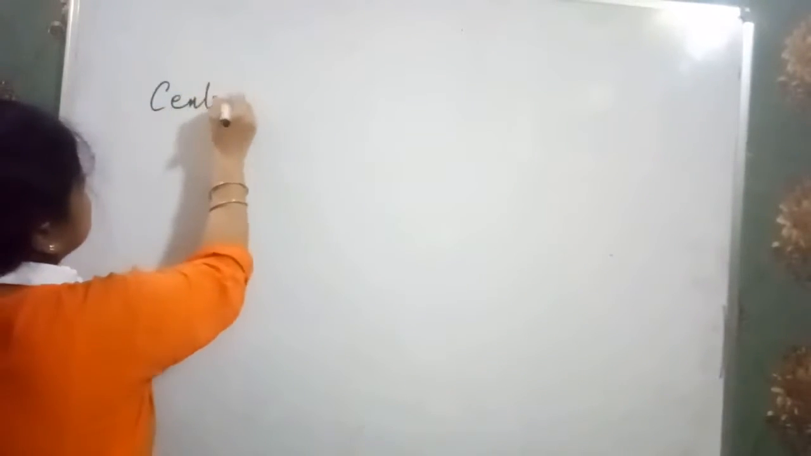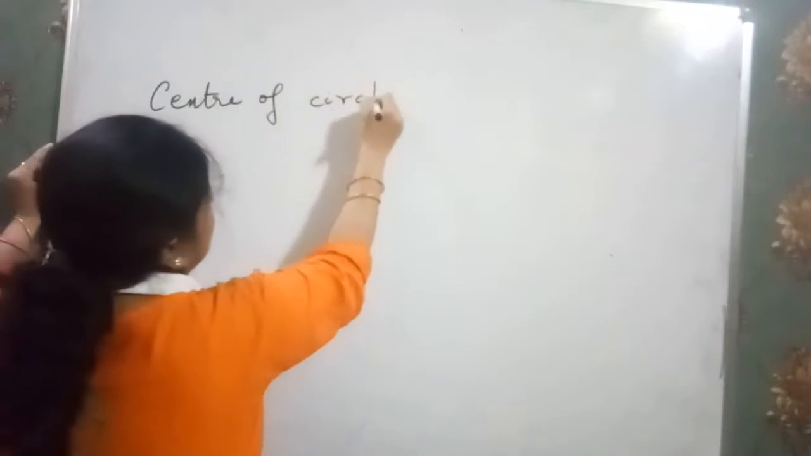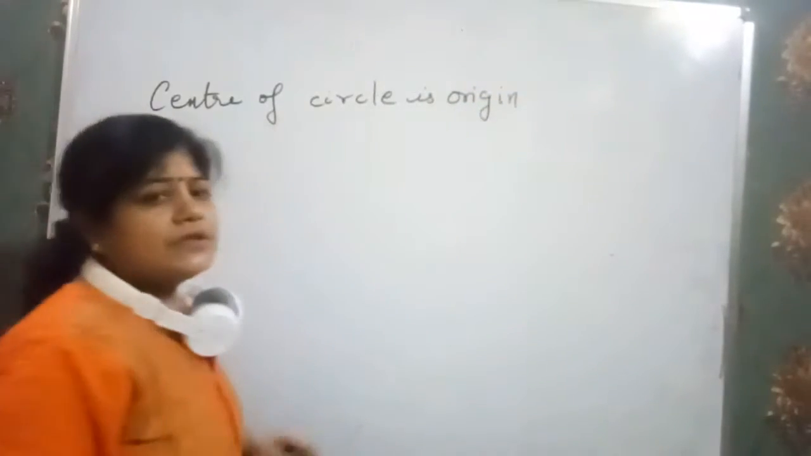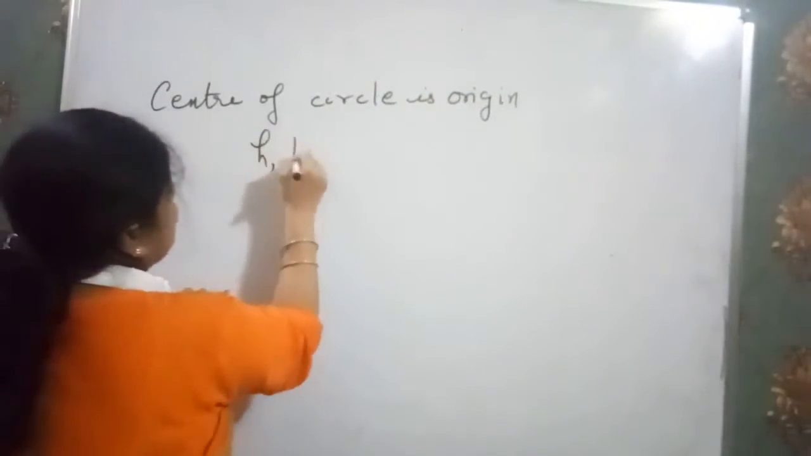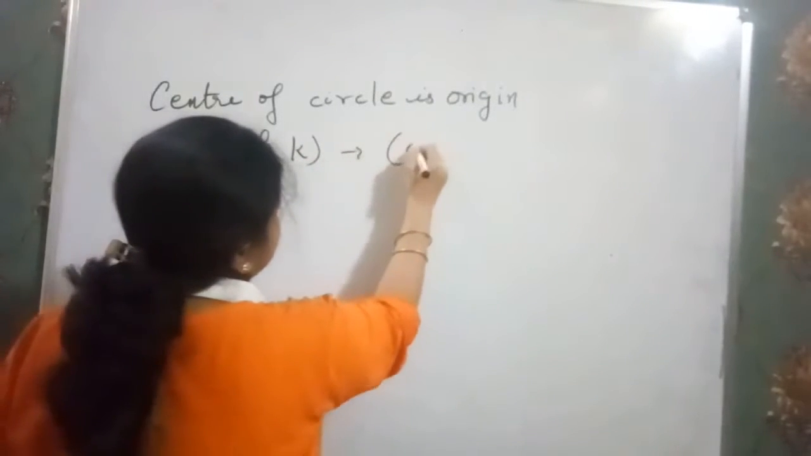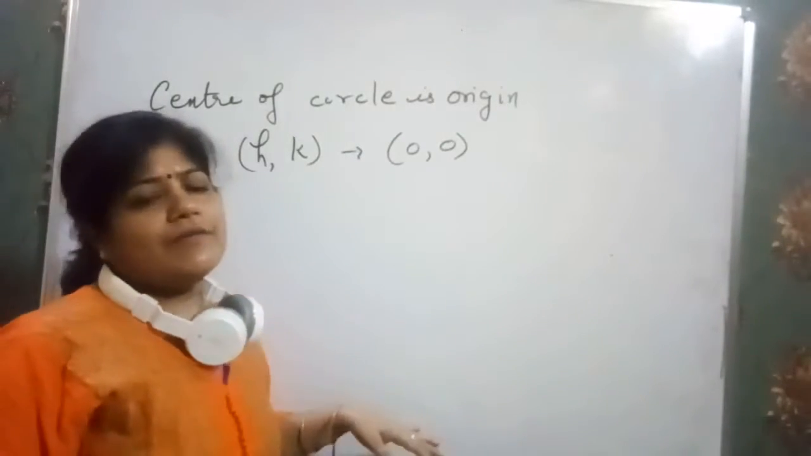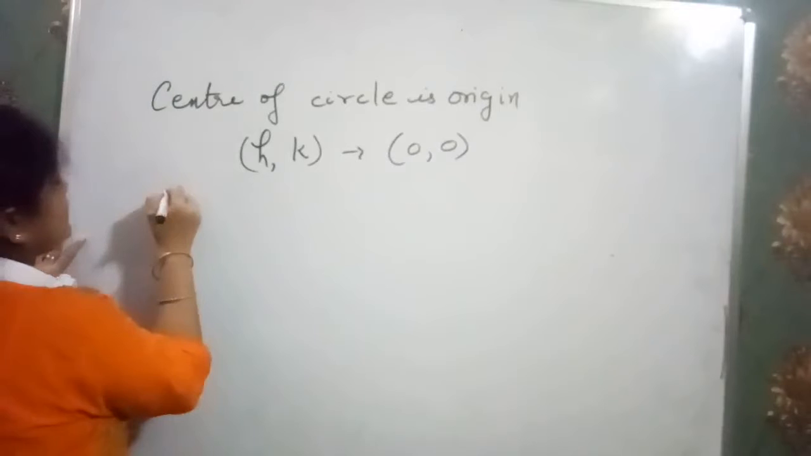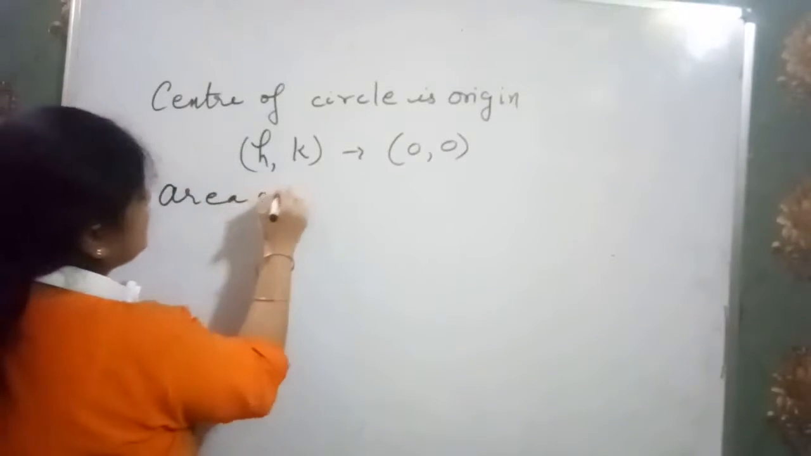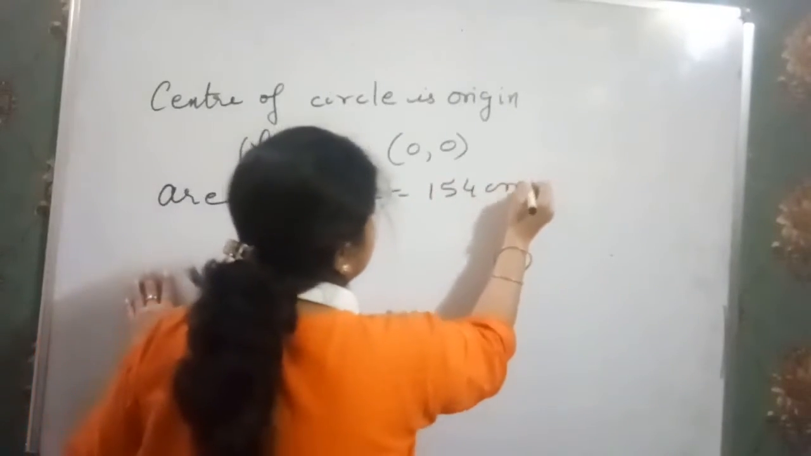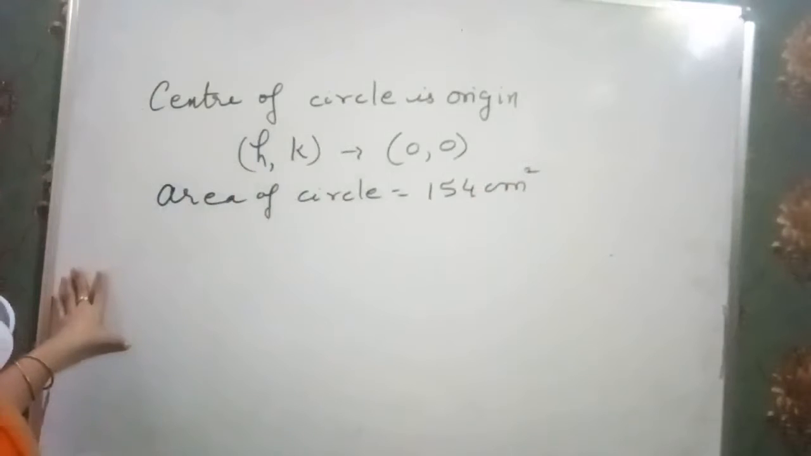Now there's another type of question in which the center of the circle is the origin. Sometimes it is written as origin. Then what is origin? That means h comma k is 0 comma 0. That is, the value of x is 0 and the value of y is 0. And it is also given that the area of the circle is 154 centimeter square, and we have to find the equation of the circle.